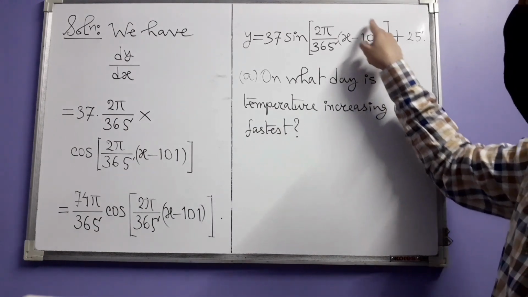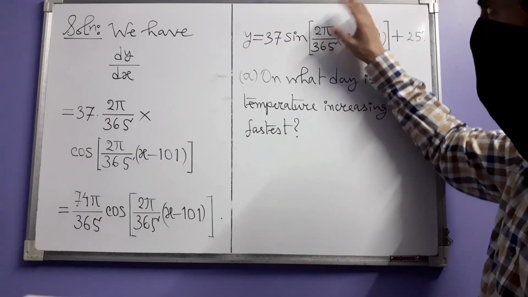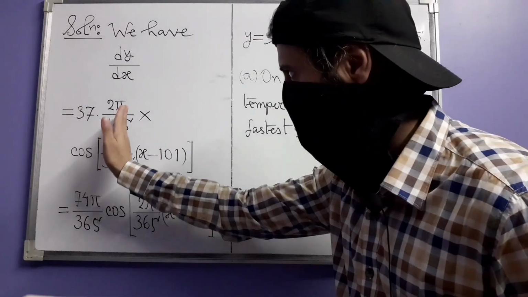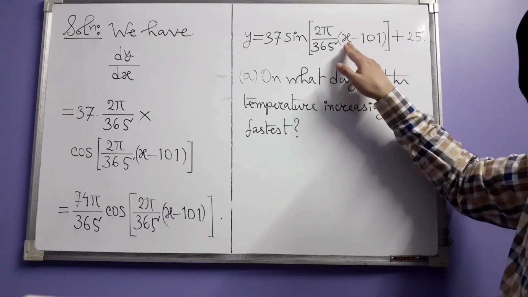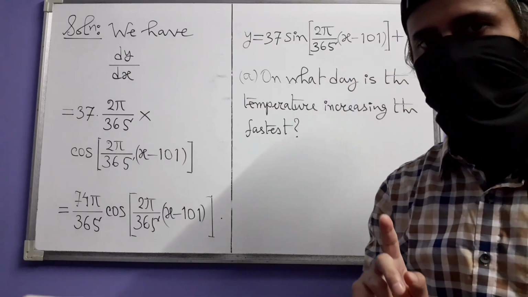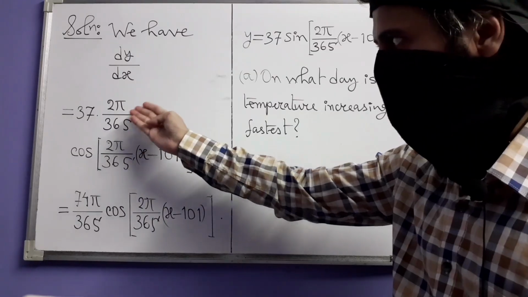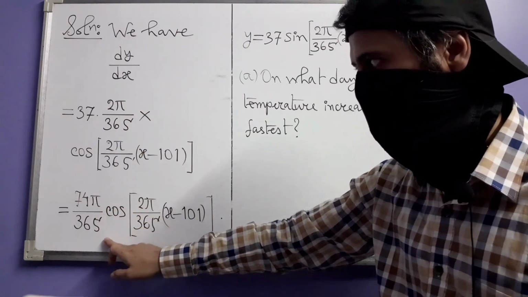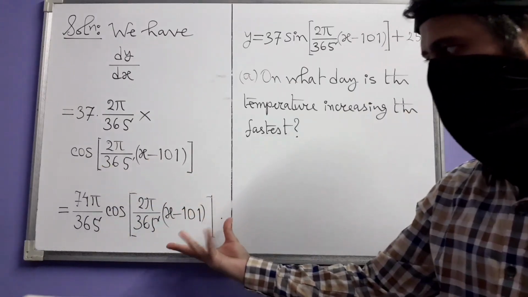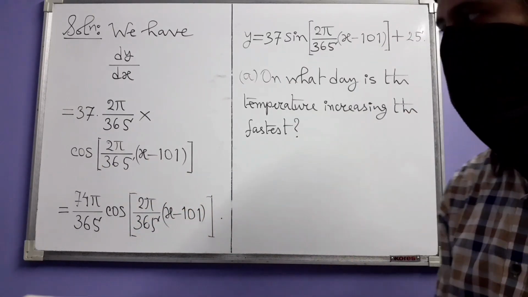Now the inner term is this, where already there is a constant outside, so that will come, this one 2 pi divided by 365, and differentiating x minus 101 you will get 1. So that is why you only have this, and when you do the multiplication this is what you get, 74 pi divided by 365 times cosine of this. Now you have to say when this is the largest.